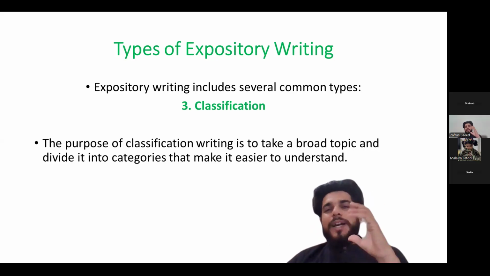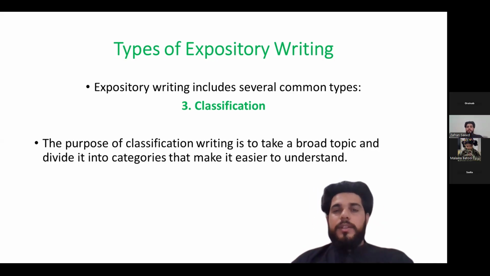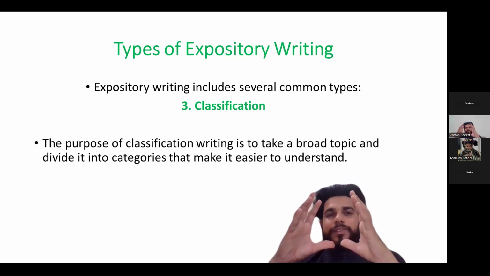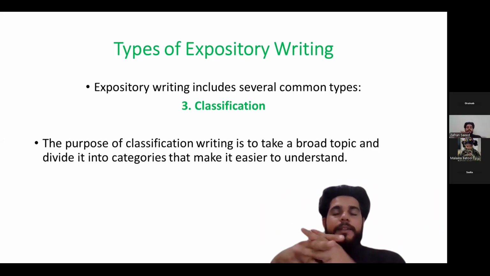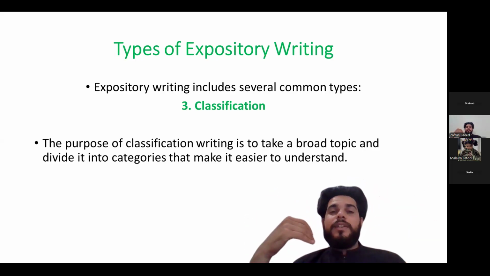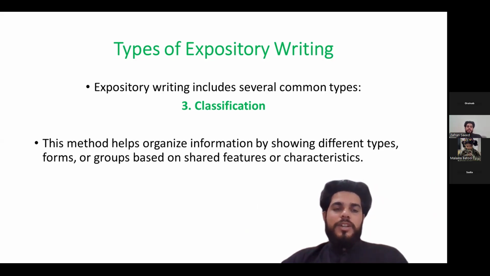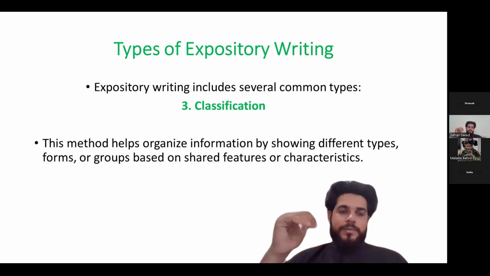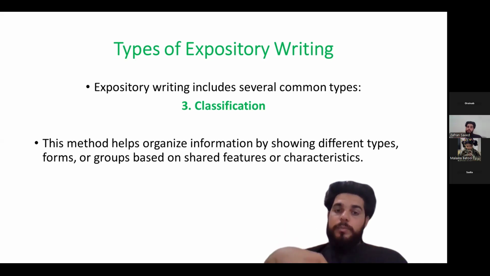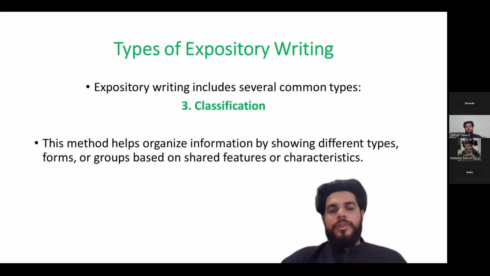So if we want to write about a broad topic, something that is very complex, we classify all those things in such a way that it becomes easy for us to understand and easy for us to digest. So this is a classification type of writing. This classification method helps organize information by showing different types, forms, or groups based on shared features or characteristics. So we will talk about many things.